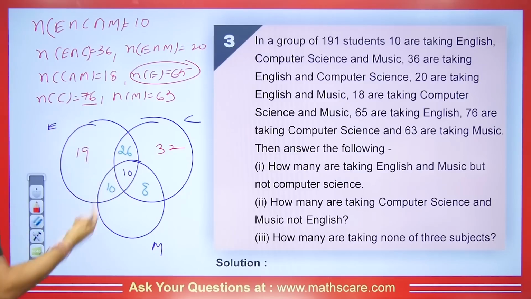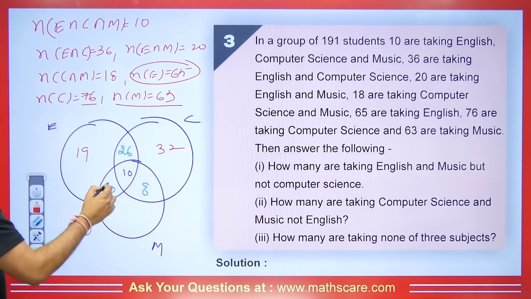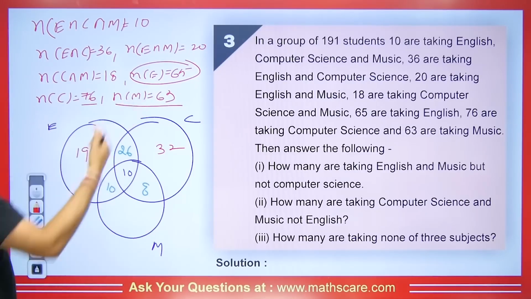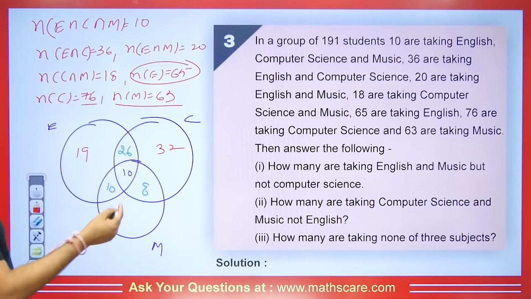So it is correct. Next, we will move forward to students studying only music, which is 63, of which we will deduct 10 plus 8 plus 10 because that is already present. So that will be equal to 28. So 63 minus 28 is equal to 35.